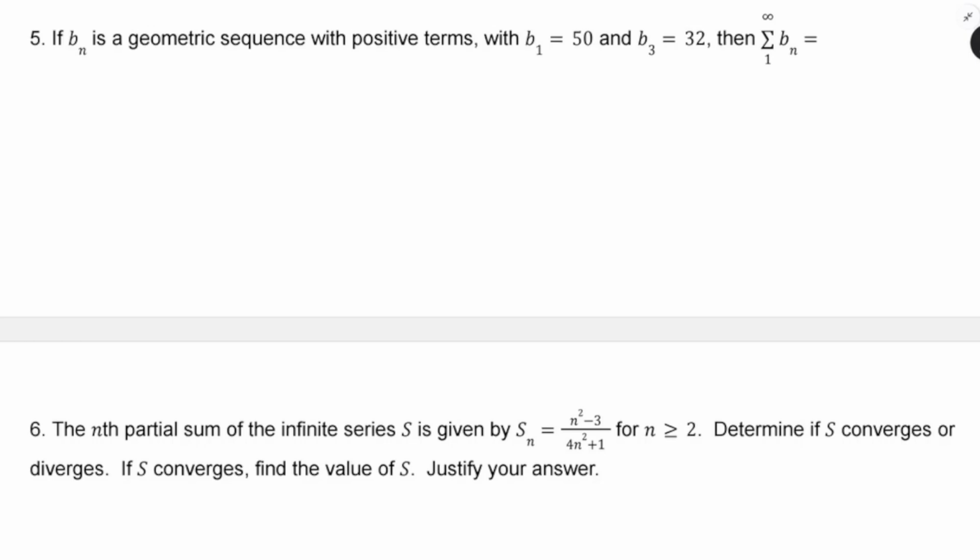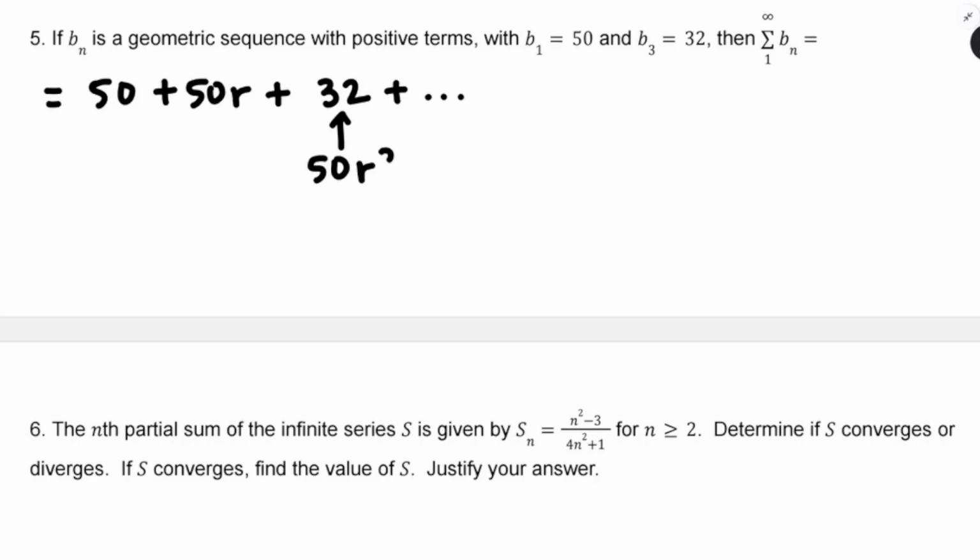Now, if Bn is a geometric sequence with positive terms and B1 is 50 and B3 is 32, what's the total adding from 1 to infinity on Bn? Okay, so that total is going to be 50 plus some second term plus 32 plus dot dot dot. So what happens each time is we multiply by r. So I'm going to say this is 50r. And if I was going to keep the pattern going, I would put right there 50r squared.